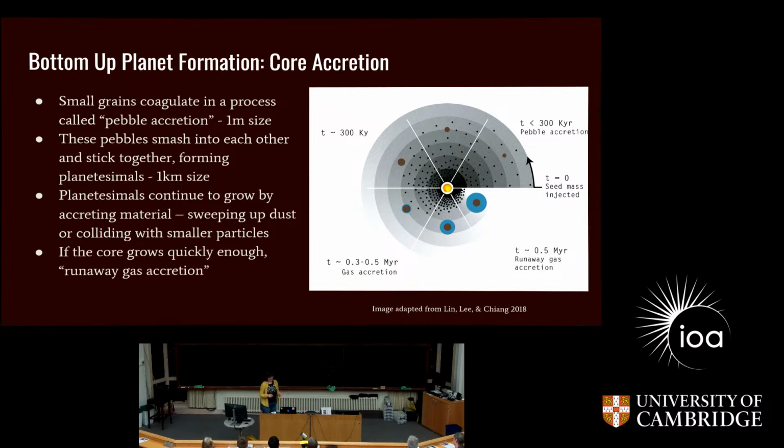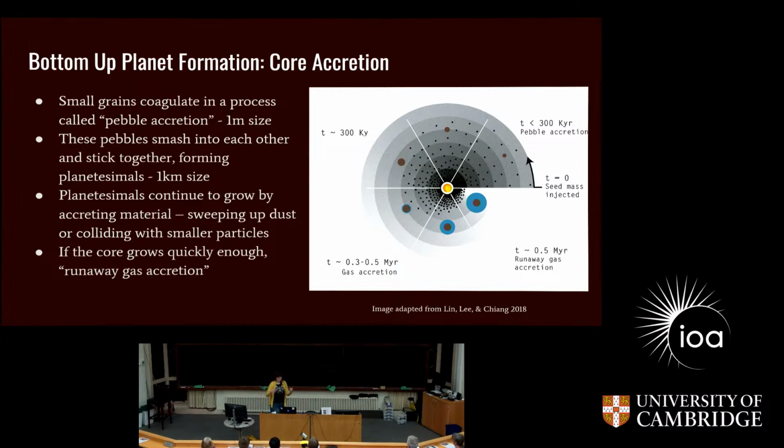And I say can occur because it doesn't always occur. So once you've hit a certain critical mass, about 10 Earth masses, your gravity becomes strong enough that you start to pick up the gas that's surrounding you. So far, you've just been accreting by smacking dust grains together, by smacking rocks together and becoming a really big rock. But at this point, you can also take in gas.